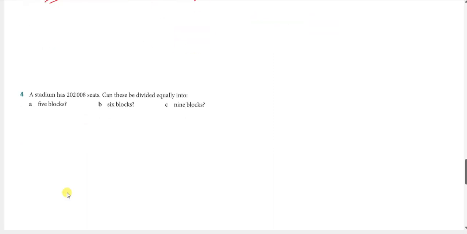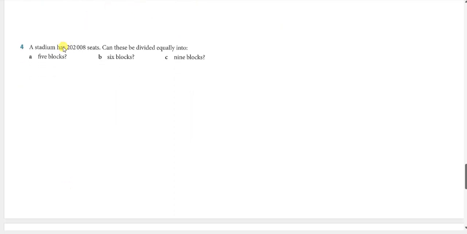Simple. Question 4. A stadium has these many seats. Can these be divided equally into 5 blocks, 6 blocks, and 9 blocks? Okay. So 202008. 5 blocks cannot, because the number doesn't end with a 5 or a 0. So it's no.